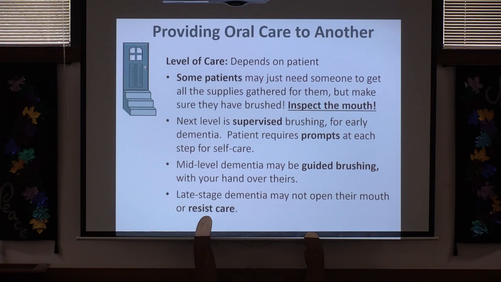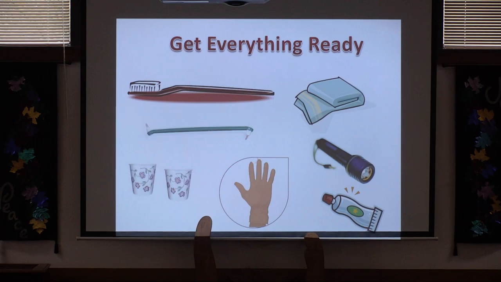Some patients may just need someone to get all the supplies gathered for them, but make sure they have brushed. Inspect the mouth. Next level is supervised brushing for early dementia. The patient requires prompts at each step for self-care. Mid-level dementia may be guided brushing with your hands over theirs, and late-stage dementia may not open their mouth or resist care. I think that's the number one reason why we can't do really good oral care. So you get everything ready.